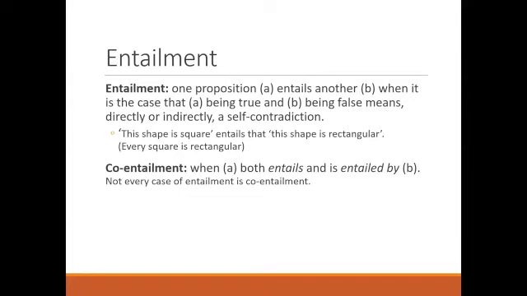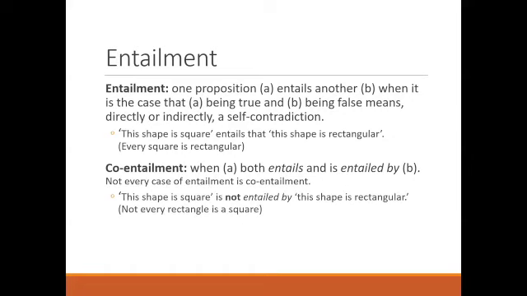Co-entailment is when A both entails and is entailed by B. Not every case of entailment is co-entailment. For example, this shape is a square is not entailed by this shape is rectangular, because not every rectangle is a square.